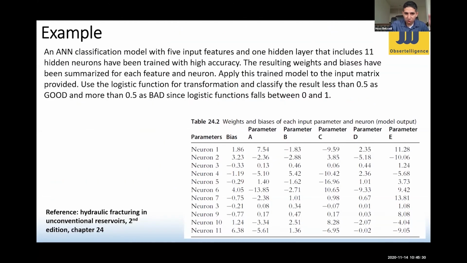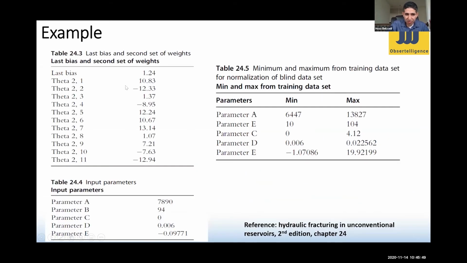This example showed us that each neuron has a particular set of weights, okay? Each parameter in each neuron has a particular set of weights, and it also has the bias. In addition, if you have one hidden layer in your network, you also have the last bias and the second set of weights here. These are essentially received from your ANN model.